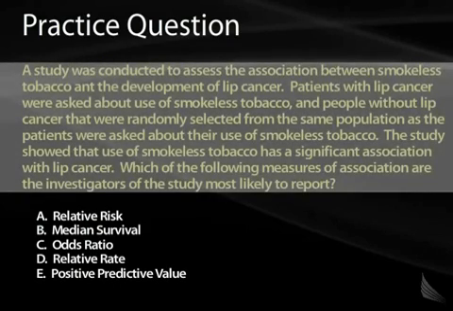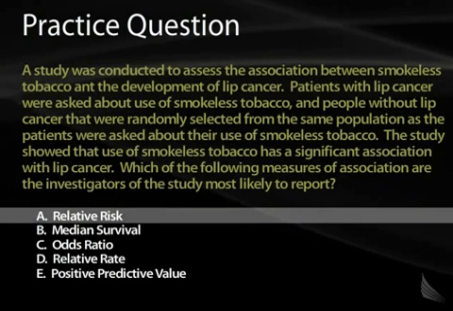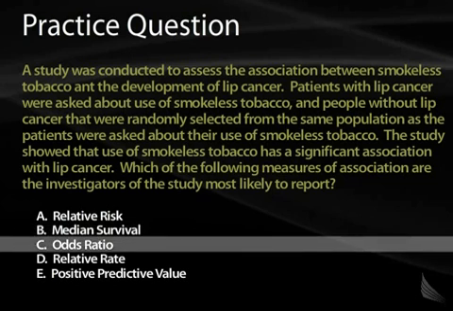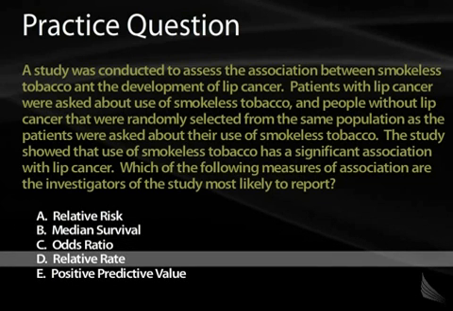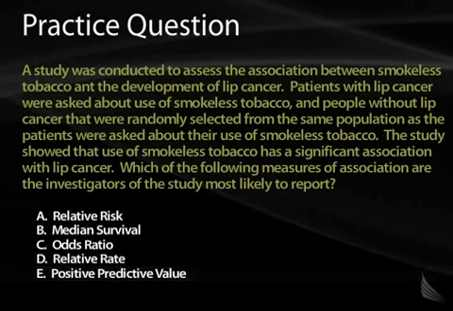A study was conducted to assess the association between smokeless tobacco and the development of lip cancer. Patients with lip cancer were asked about the use of smokeless tobacco, and people without lip cancer that were randomly selected from the same population as the patients were asked about their use of smokeless tobacco. The study showed that the use of smokeless tobacco has a significant association with lip cancer. Which of the following measures of association are the investigators of this study most likely to report? A, relative risk, B, median survival, C, odds ratio, D, relative rate, or E, positive predictive value.